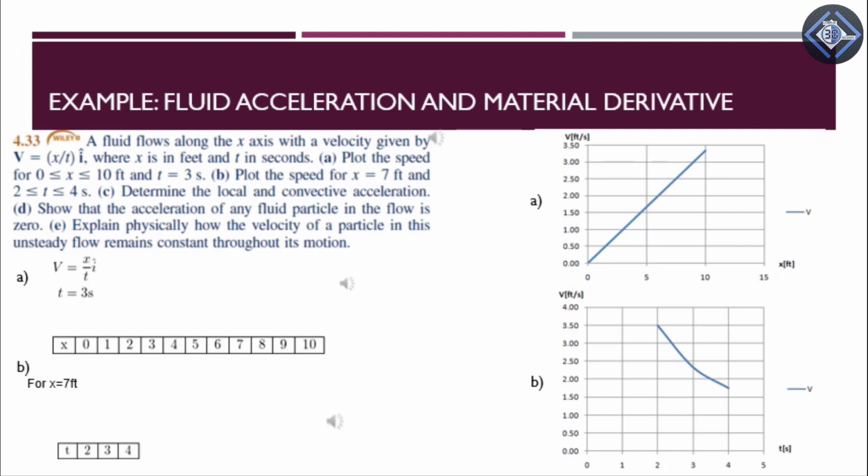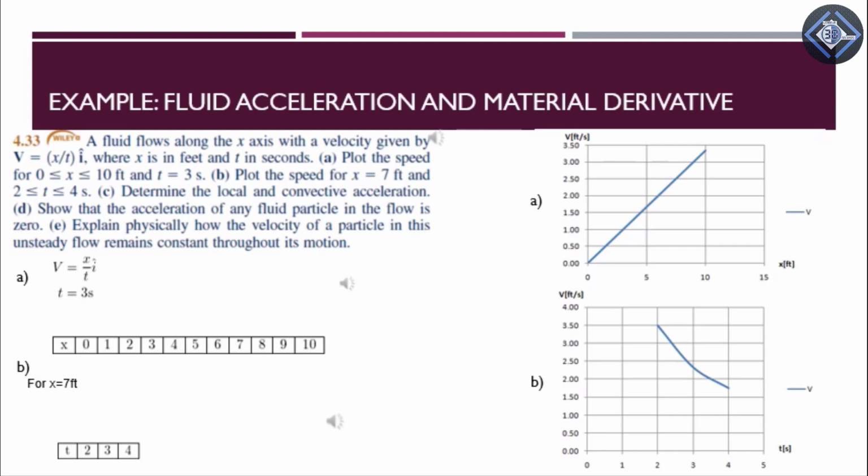In part B, plot the speed for x equal to 7 feet and t greater than or equal to 2 and less than or equal to 4 seconds. In part C, determine the local and convective acceleration. In part D, show that the acceleration of any fluid particle in the flow is zero. And in part E, explain physically how the velocity of a particle in this unsteady flow remains constant throughout its motion.